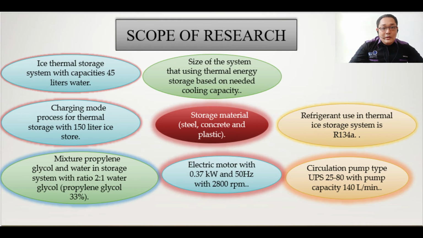Scope of research, which is an ice thermal storage system with capacity 45 liter water. Charging mode process for thermal storage with 150 liter ice store. Third, mixture of propylene glycol and water in the storage system with ratio 2/1 water to glycol, which means propylene glycol is 33%. The size of the system using thermal energy storage is based on the needed cooling capacity. The refrigerant used in the thermal ice storage system is R134A.